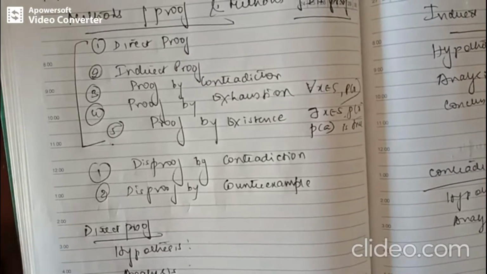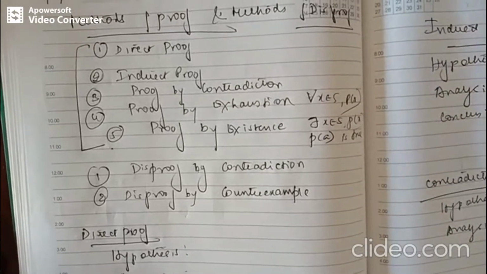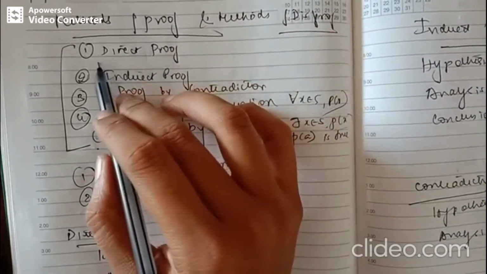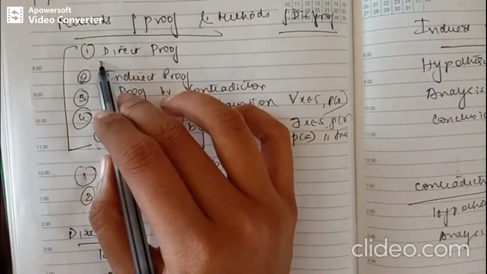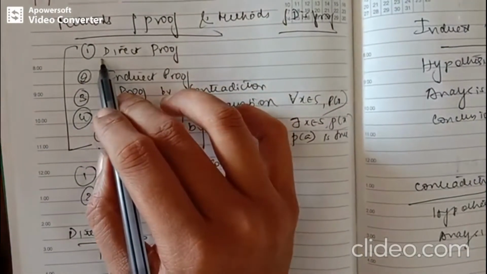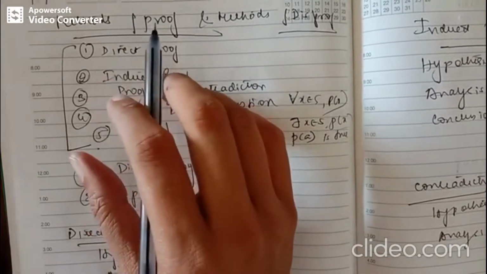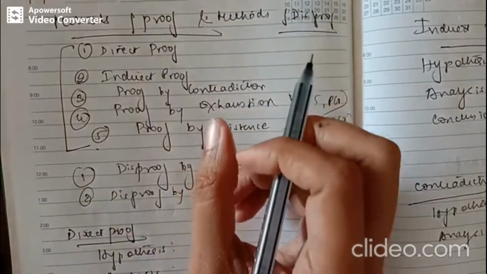So here in this video presentation, let's see about different methods of proof and different methods of disproof. These are different proofs under different conditional schemes. If we want to prove any particular condition, we need to establish it by using rules or laws of logic. That is the basic criteria.